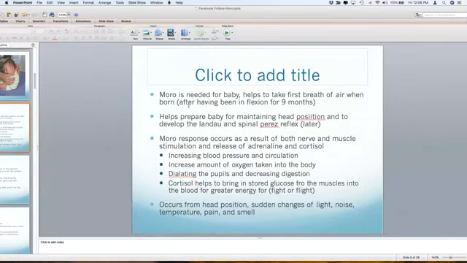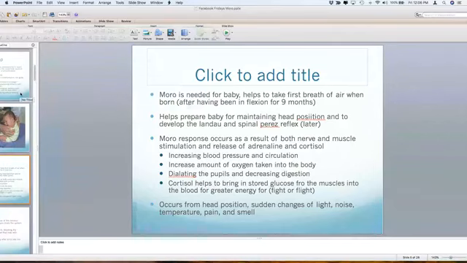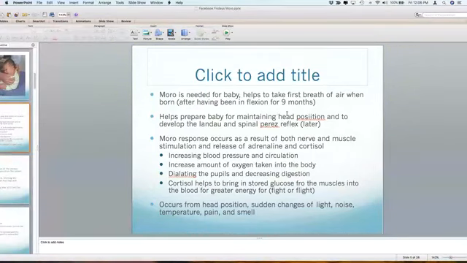So the Moro is needed for the first breath. There, I felt like I was missing a page. To take the first breath of air when it's born. I don't know if you know, a long time ago, from what I understood, when the babies were born, they used to put them upside down and spank them, right? So putting them upside down is dropping the head to elicit that startle response to take that gasp of air.